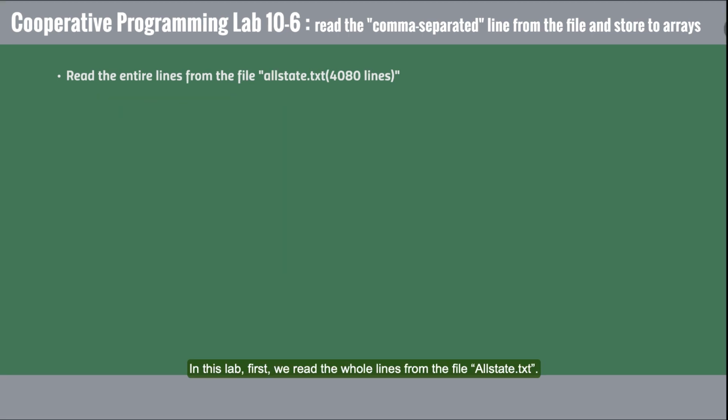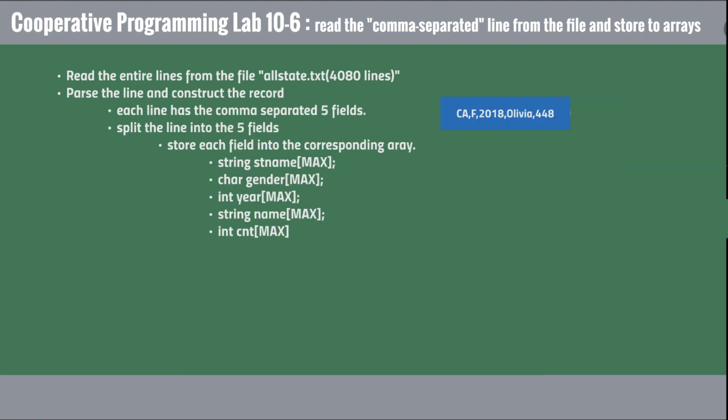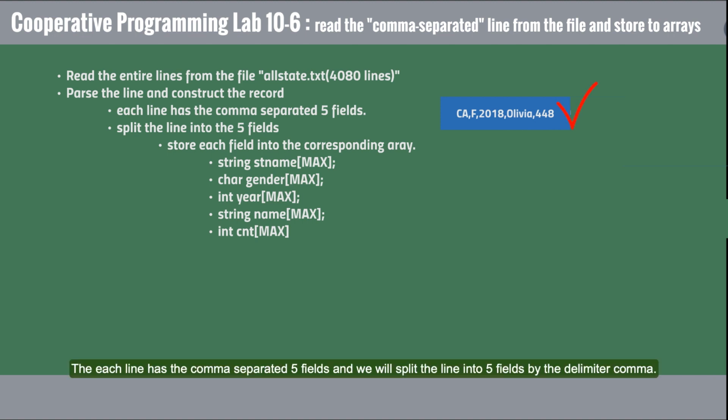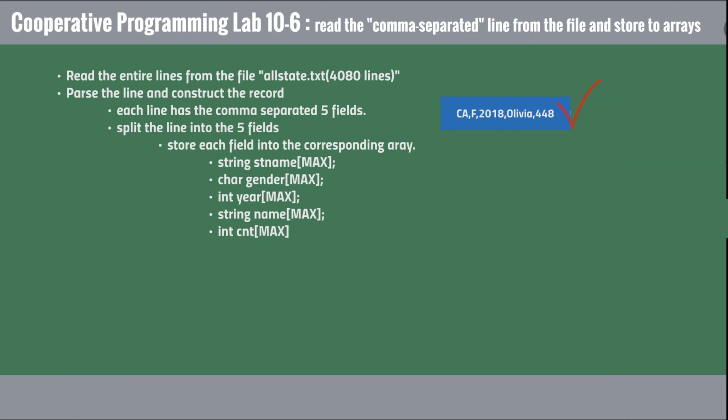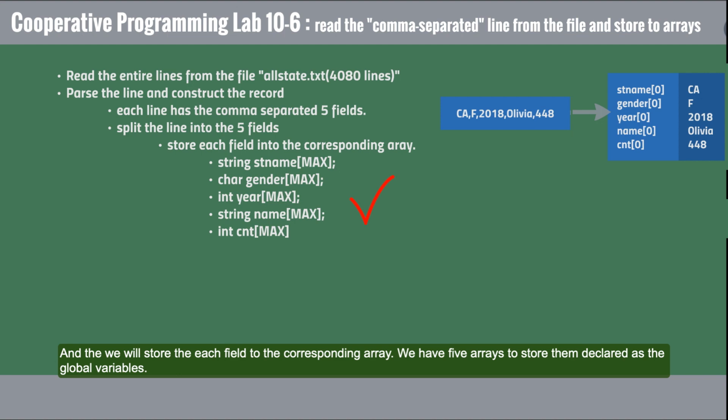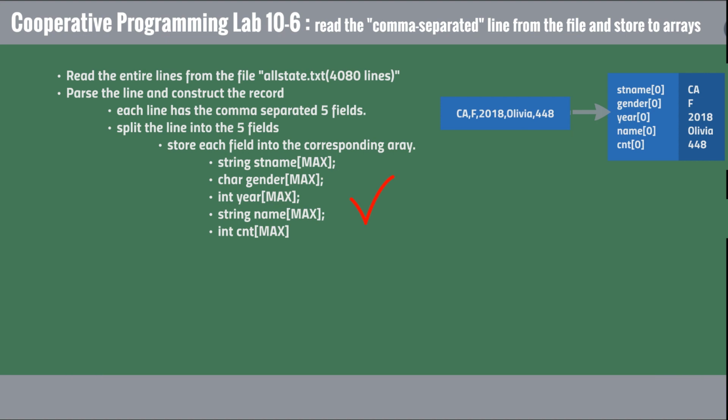First, we read the whole lines from the file allstate.txt. And then we will parse the line and construct a record. Each line has five comma-separated fields, and we will split the line into five fields by the delimiter comma. And then we will store each field to the corresponding array. We have five arrays to store them, declared as global variables.